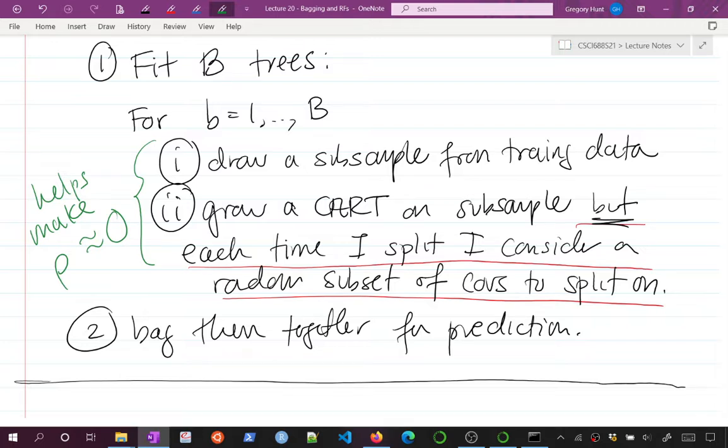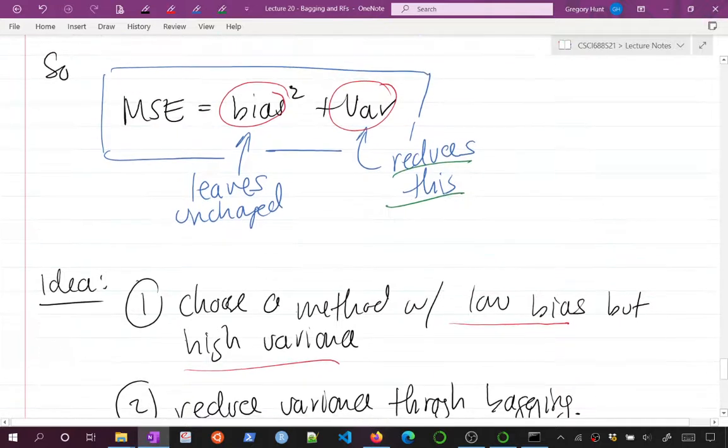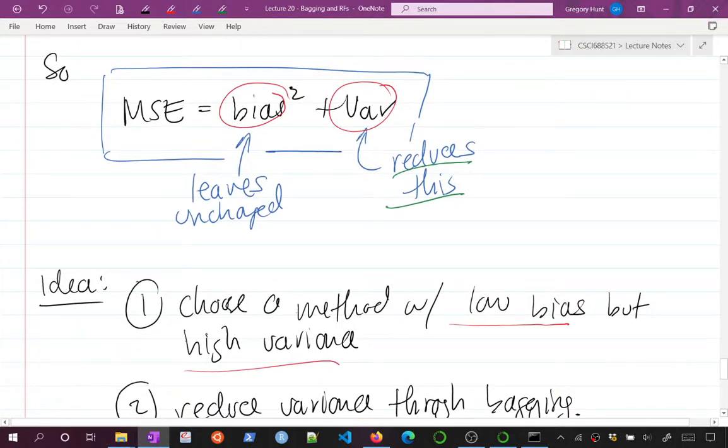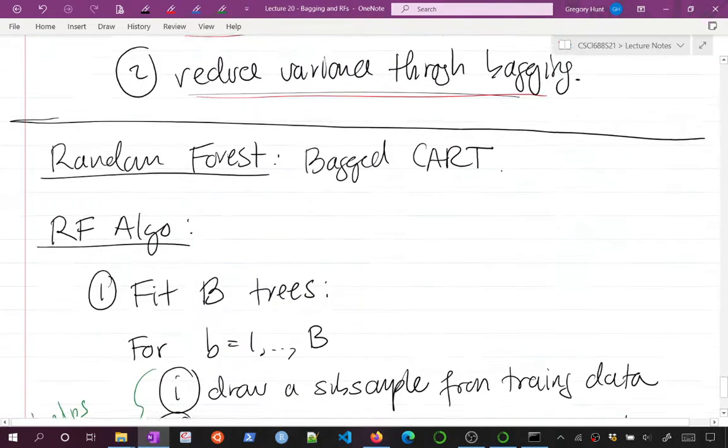So as we saw in our little bit of math, the bagging trees in this way cannot hurt. It will never increase the MSE, kind of in a theoretical way, because your bias is always unchanged and it can reduce your variance.